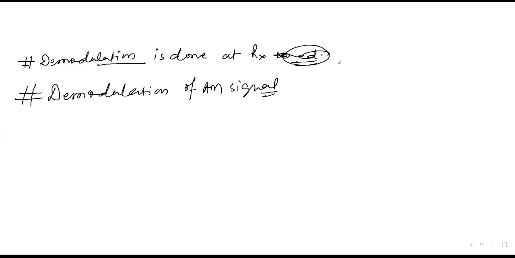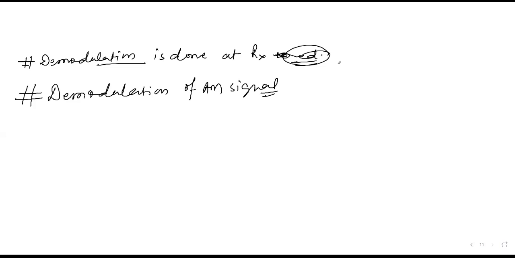Write some points. To extract the original message signal, we have done the demodulation process at the receiver end.